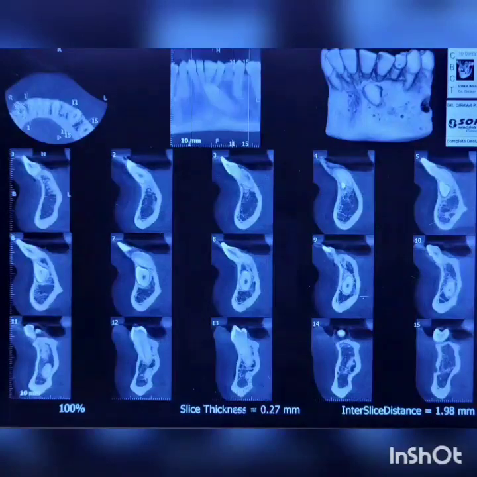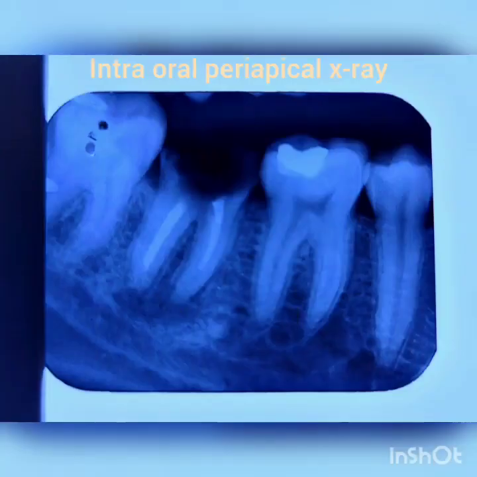Now the fifth is conclusion of everything. That means give your radiological diagnosis. I'll give you some example readings. First, we will see the intraoral periapical x-ray. Your answer should be somewhat like this.